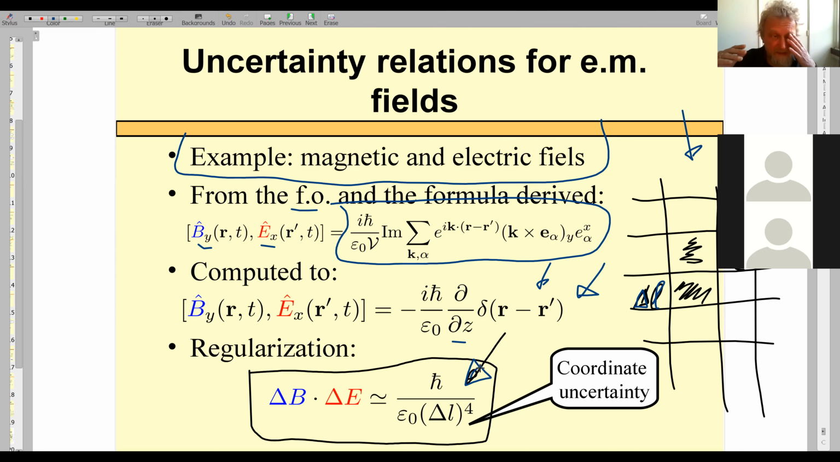They do commute in different cells. They don't commute within the same cell. And the answer within the cell, it blows up if the cell becomes smaller and smaller. It's a manifestation of the delta function. Sure, that is, if you have uncertainty in coordinates, the uncertainties of magnetic and electric field grow with this uncertainty.